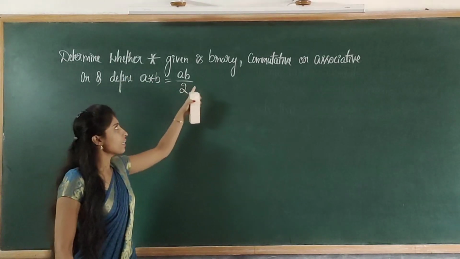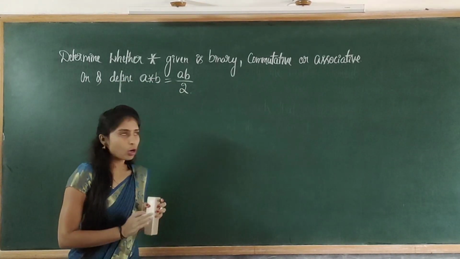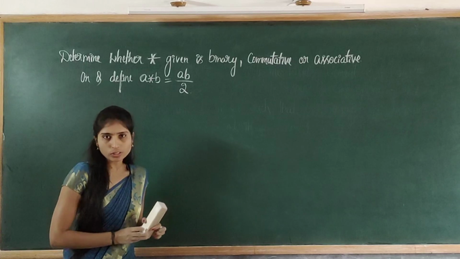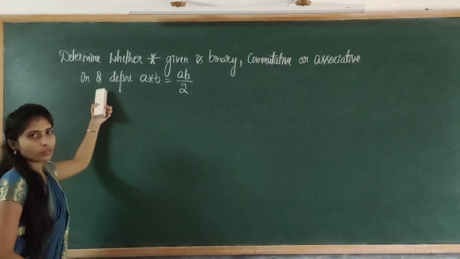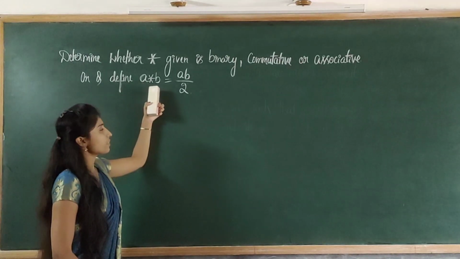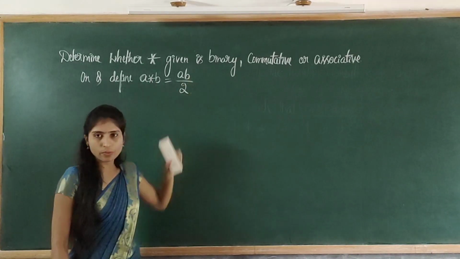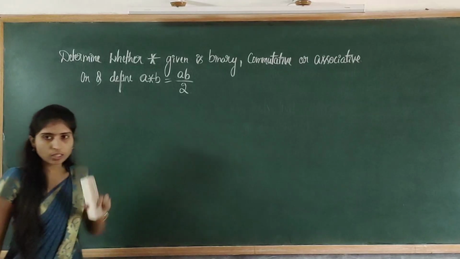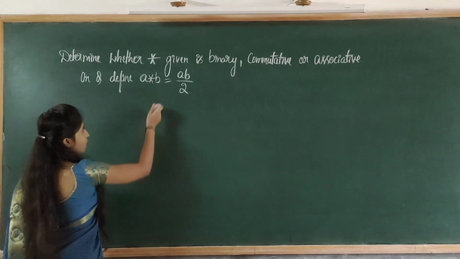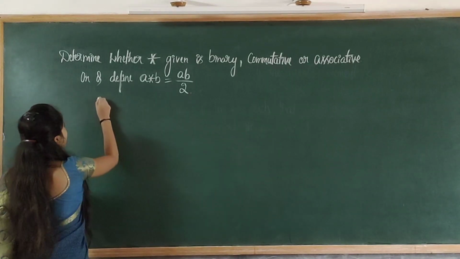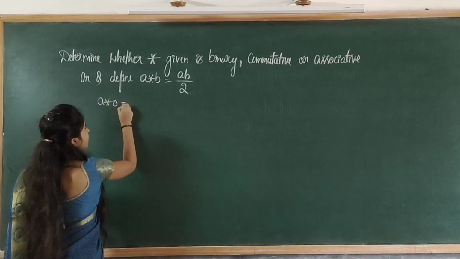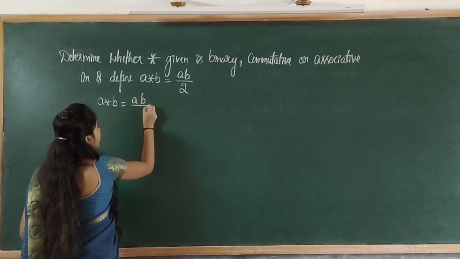Determine whether star is given binary, commutative or associative. We have to check here. Okay, given on Q, rational numbers, we define A star B is equal to AB by 2. One by one we check. First is binary, next commutative and associative. Okay, what is given? A star B is equal to AB by 2.